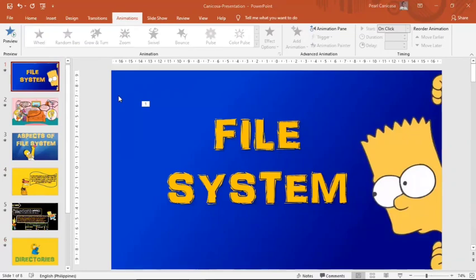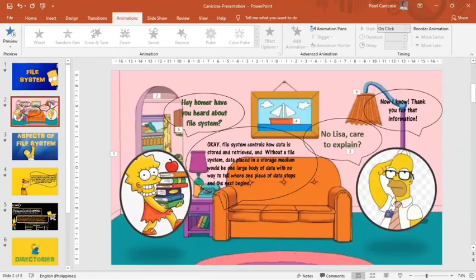First, let me say something about file system. File system controls how data is stored and retrieved. Without a file system, data placed in a storage medium will be one large body of data with no way to tell where one piece of data stops and the next begins. Next are the aspects of file system. There are many aspects of file system, but my presentation is about file name and directories.